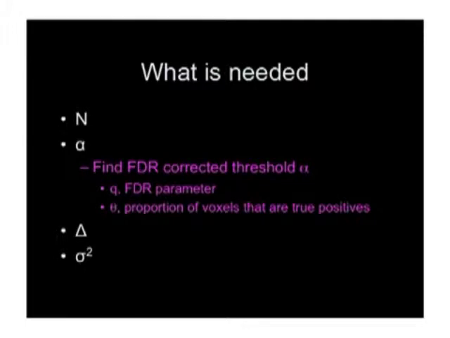So back to our 4 things. Sample size, delta, sigma are all the same. But now we don't specify alpha directly. Instead, we specify Q, our FDR parameter, and theta, which is the proportion of voxels that are true positives. Then we can solve for the corresponding alpha, and just threshold using that.